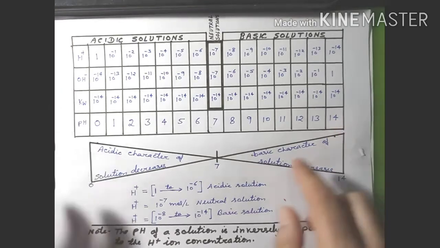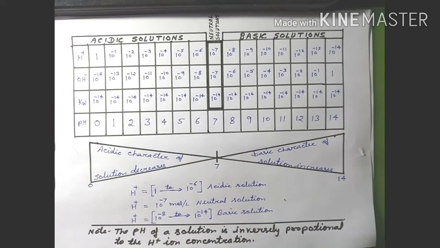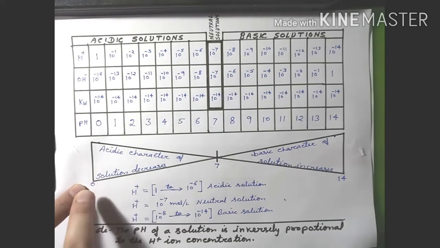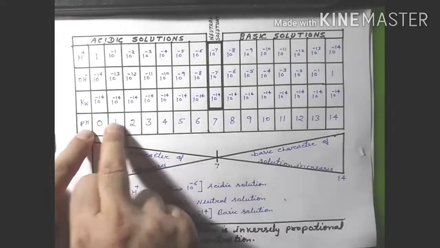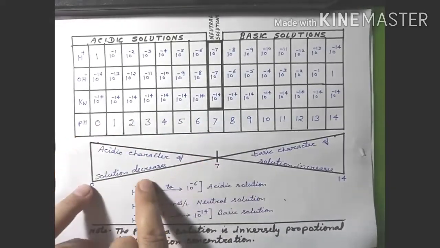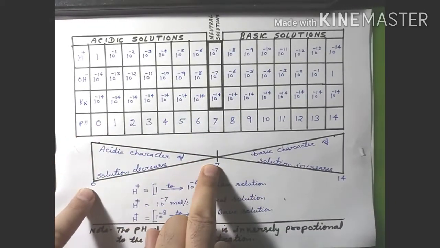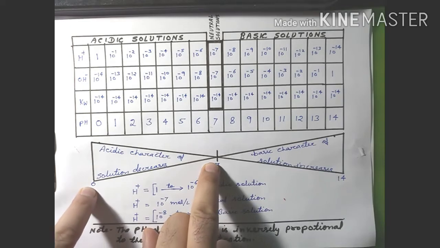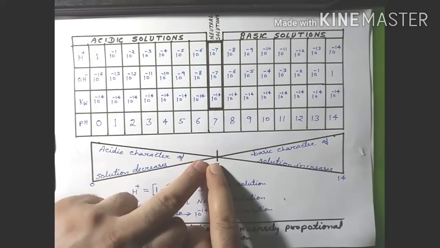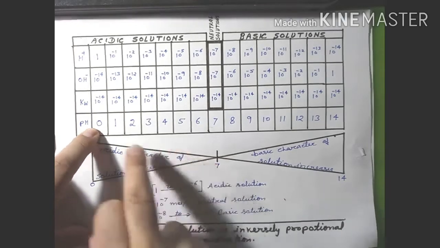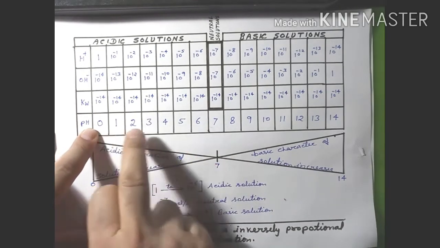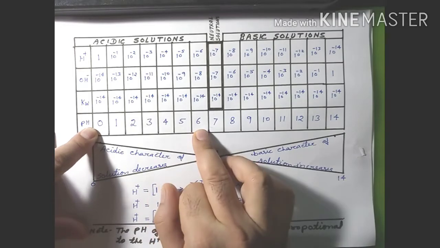So what happens when we study the pH and the acidic and basic strength of the solution? We start moving from this side, 0 to 7. When we move from 0 to 7, up to 6, almost the value 6, the acidic character of the solution decreases. So if I compare the two solutions having pH 0 and 6, which one is more acidic?